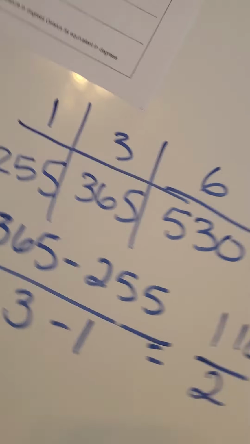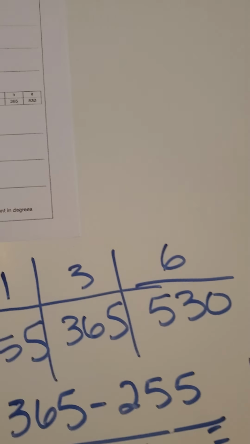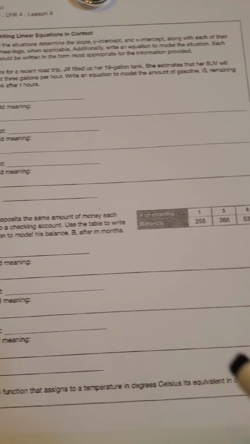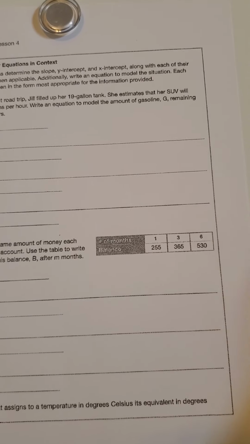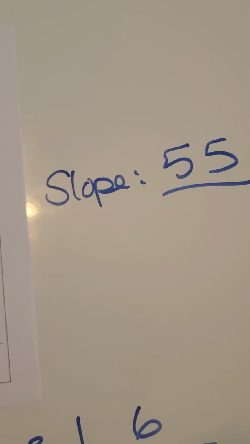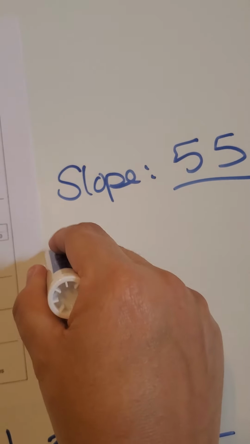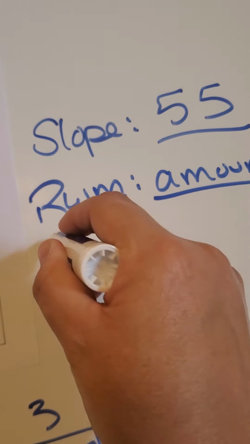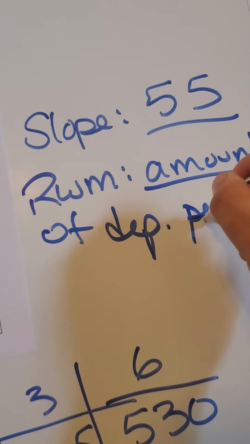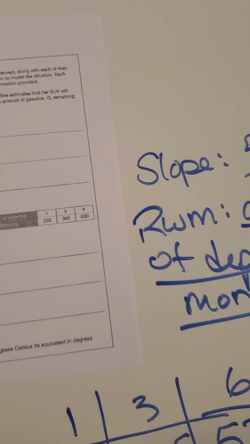Does that make sense? Let me turn my video this way. Does that make sense? Okay, so that tells me he's depositing $55 into his account every month. So that would be my slope. So slope is 55. Now, I'm depositing. So if I'm depositing, I'm going up, right? So it's a positive slope. Real world meaning, that's the amount of his deposit, right? Amount of deposit per month. All right? Everybody good on that part?